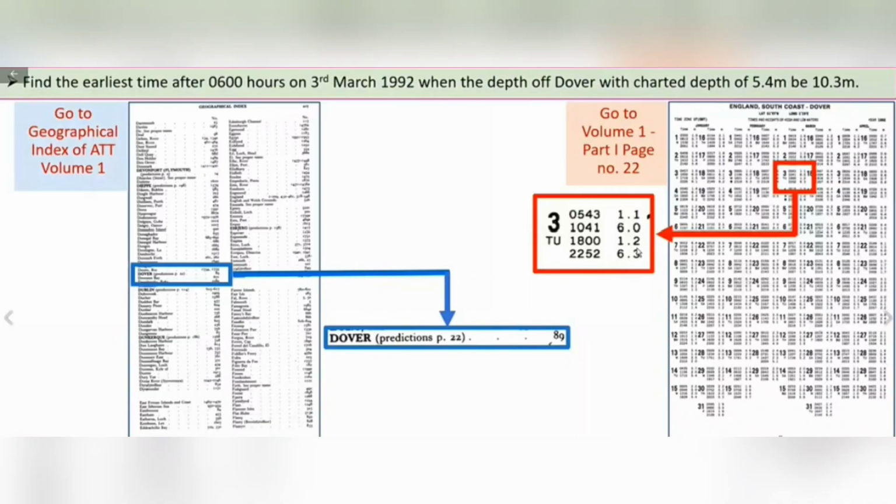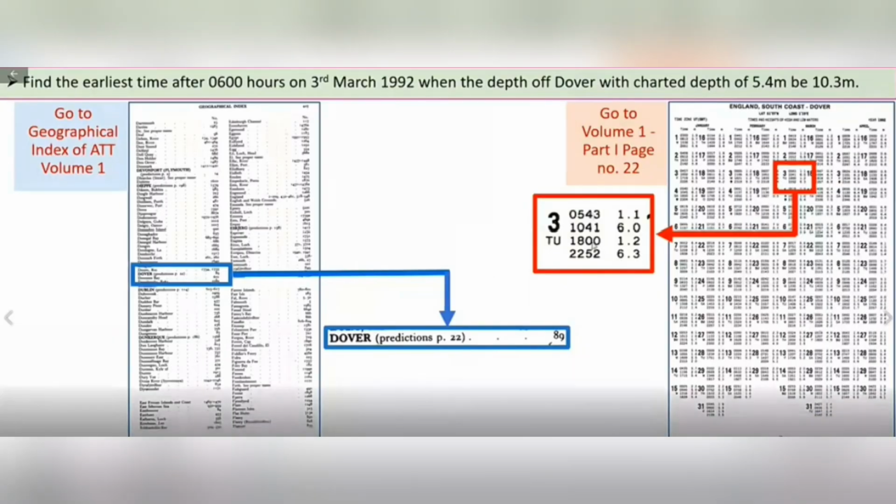Okay, great. So let's move ahead. We have the times on 3rd and we have the heights. 0543 we have a low water 1.1 meters. 1041 we have a high water 6.0 meters. 1800 1.2 low water, 2252 6.3 high water. So let's proceed.